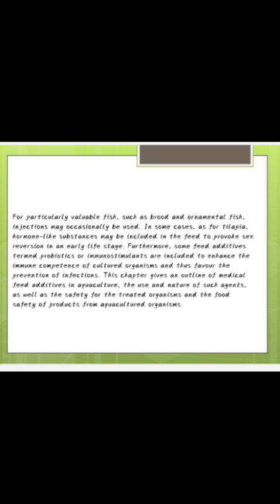In some cases, as for tilapia, hormone-like substances may be included in the feed to provoke sex reversion in an early life stage. Furthermore, some feed additives termed probiotics or immunostimulants are included to enhance the immune competence of cultured organisms and thus favor the prevention of infection. These chapters give an outline of medical feed additives in aquaculture, the use and nature of such agents, as well as the safety of treated organisms and the food safety of the products from aquaculture organisms.